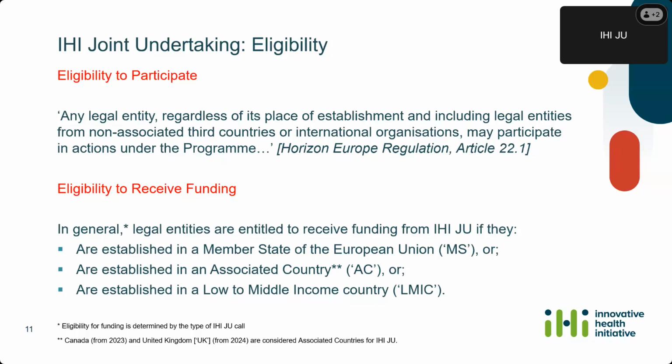There's a couple of points that we've identified here at the bottom, which is eligibility for funding. Because the list of associated countries is changing, the list of who is eligible for funding has changed as well, as we've had countries associating going forward. And we've also identified here at the bottom, Canada from 2023 and the UK from the 1st of January 2024 are considered associated countries for the purpose of IHI. So I'm sure we'll get questions on this later on, but maybe I can head off a couple of them. If you are a legal entity coming from the UK, you are, for the purposes of Call 8A, A, eligible and welcome to participate, and B, eligible to receive funding. And the same applies for Canada. Go to the next slide.